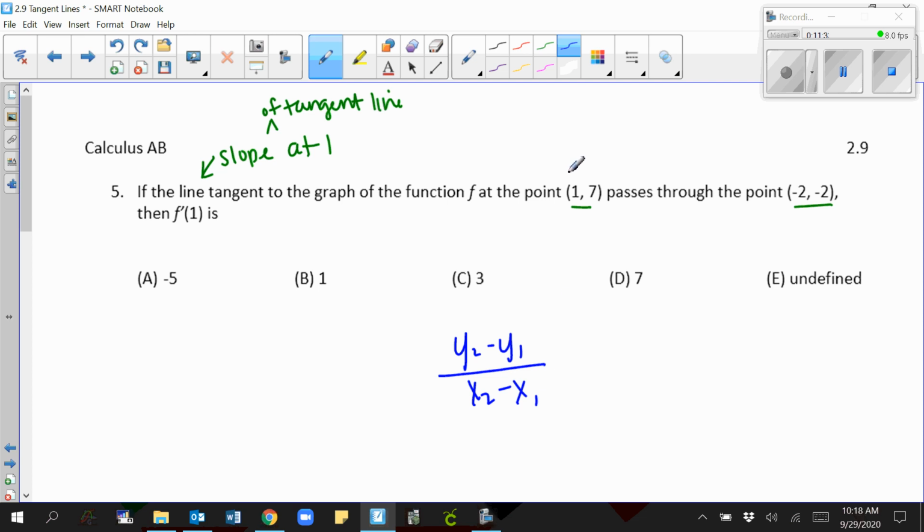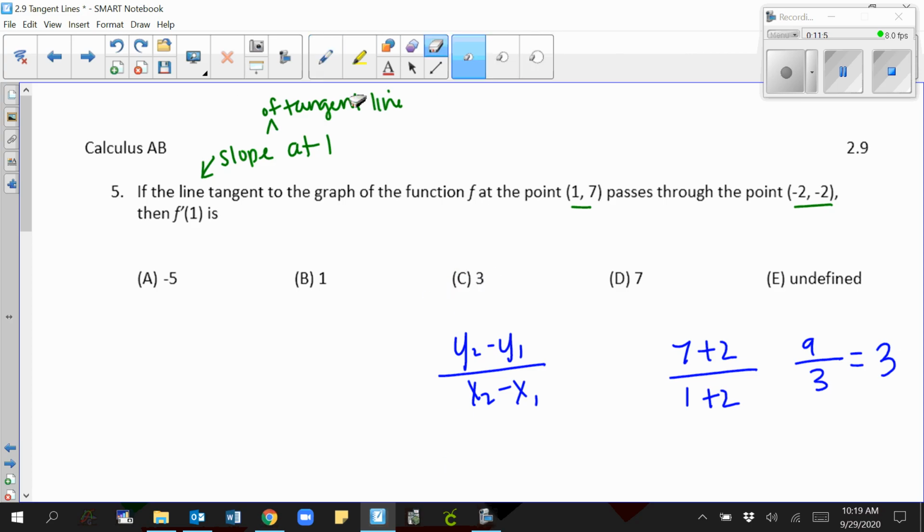So let's do our negatives second. I'm going to do 7 minus a negative 2, which is plus 2, over 1 minus a negative 2, which is plus 2. So 7 plus 2 is 9, 1 plus 2 is 3, and 9 over 3 is 3. So my answer is C. Let me circle that where it doesn't cover up the number. There we go.